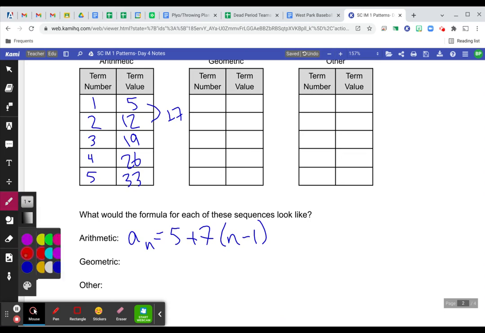Now we made another one up for geometric. So we have our term numbers 1, 2, 3, 4, and 5. Let's start with 5 again. We have an initial value of 5, and let's just go with a common ratio of 3, so we won't get too crazy here. So 5 times 3 is 15. 15 times 3 is 45. 45 times 3 is 135. And 135 times 3, let's double check that really fast. What is 135 times 3?